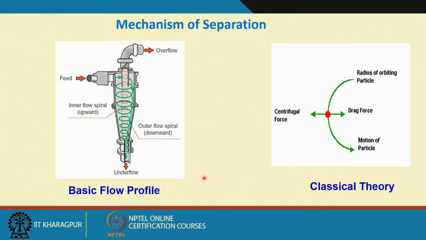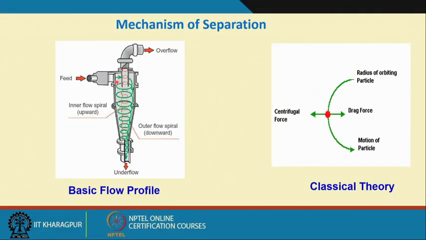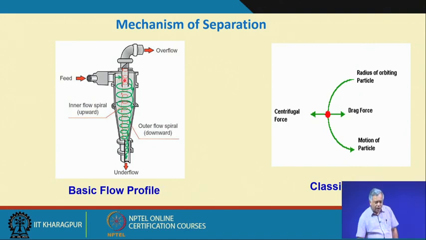If you look at the classical approach, that is a simpler way of explaining how a cyclone works. I will try to explain it like that. So, what happens?